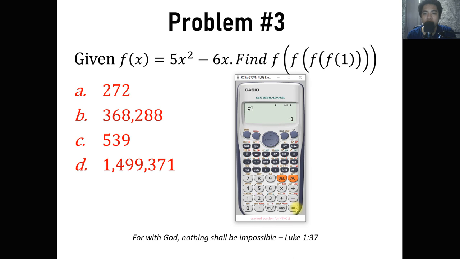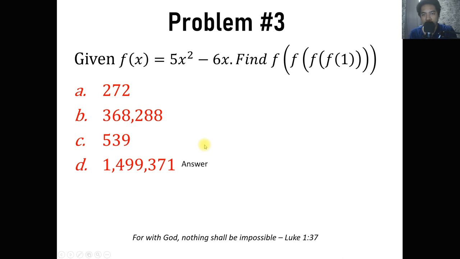Press again, x is 11, that's the second one. This is the third one. And lastly, this is the fourth one. So we have solved that the value of this would be letter D, 1,499,371. Okay, so that's it.